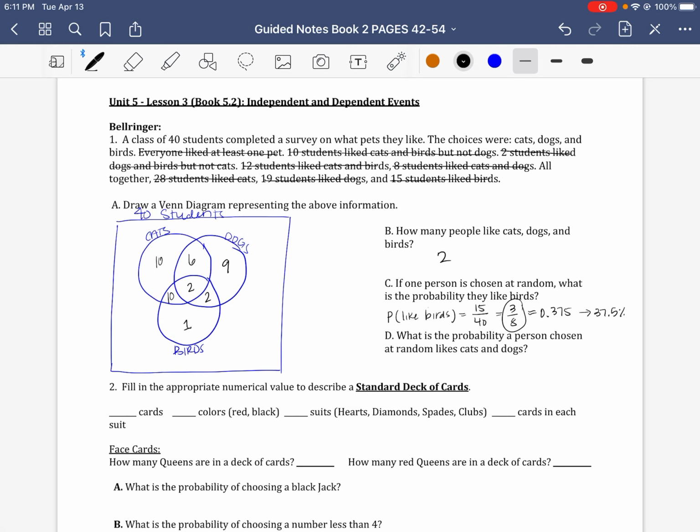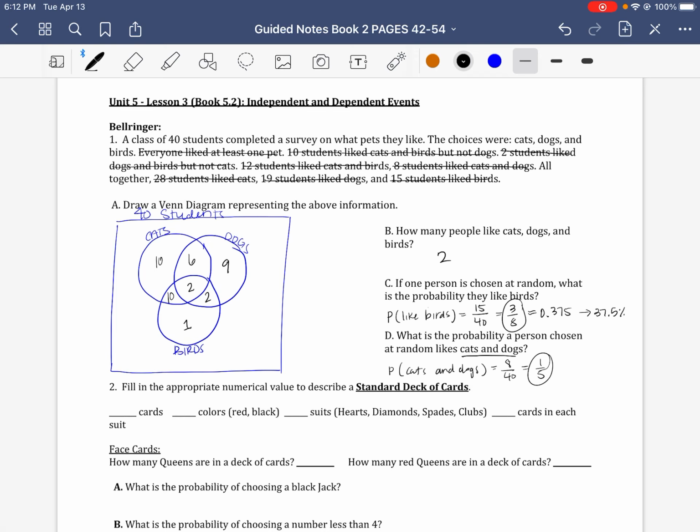D says, what is the probability a person chosen at random likes cats and dogs? So remember, and is just overlap. It says nothing about birds, so they can be included. Cats and dogs is this overlap right here, so there would be 8 of them out of the 40. So again, probability, cats and dogs, and we can either write and or use that symbol of intersection. That would be 8 over 40, or in other words, 1/5.